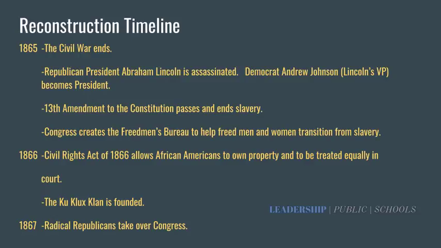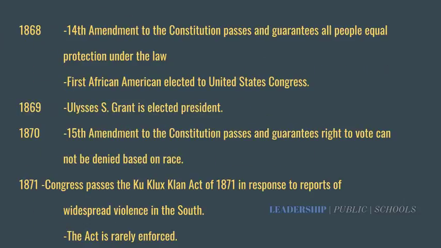And in 1867, radical Republicans took over Congress. In 1868, the 14th Amendment to the Constitution was passed and guaranteed all people equal protection under the law. Also in 1868, the first African American was elected to the United States Congress. In 1869, Ulysses S. Grant was elected president. In 1870, the 15th Amendment to the Constitution was passed and guarantees the right to vote that cannot be denied based upon race. In 1871, Congress passed the Ku Klux Klan Act of 1871 in response to reports of widespread violence in the South. It's important to note that this act was rarely enforced.